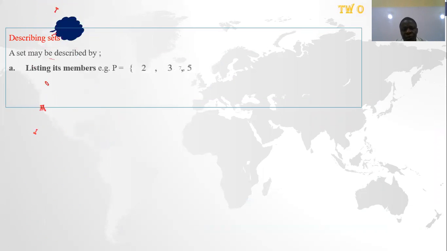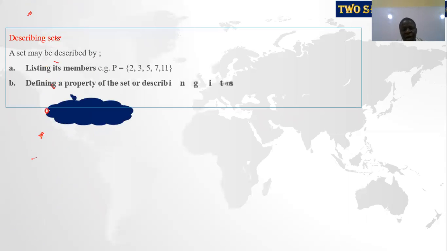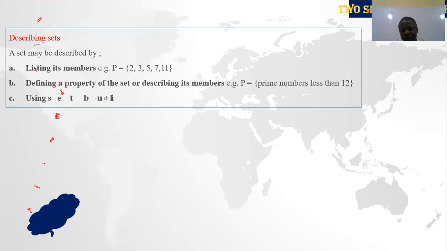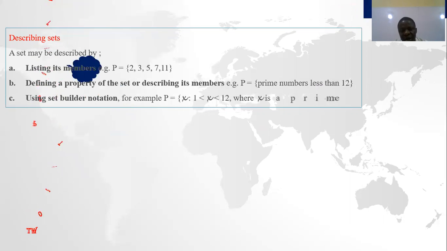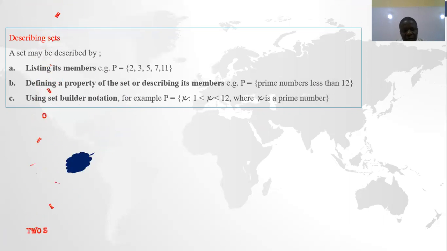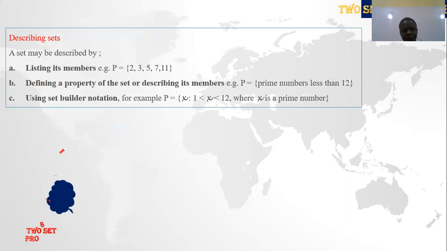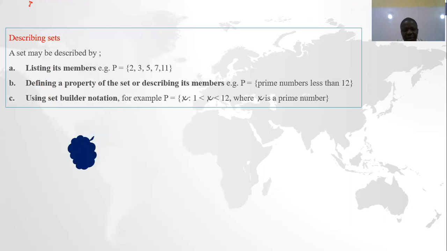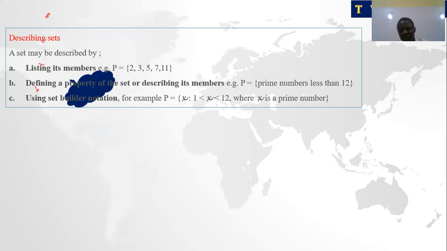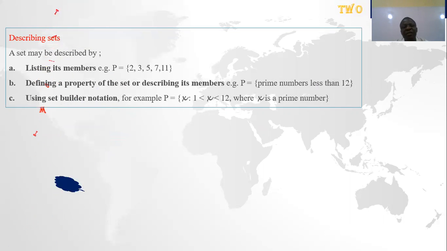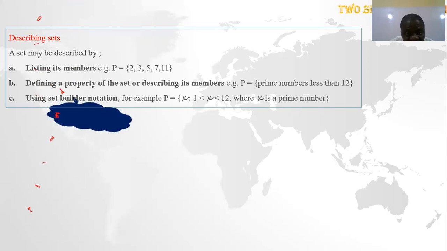Let's revise how we said set can be described. We said we have 3 ways of describing sets. 2 of them are very common. The third one is sometimes a bit difficult for students to do. So let's start by looking at the first way. The first way is to list the members of the set. So for example, we have P is equal to {2, 3, 5, 7, 11}. These are prime numbers less than 12.